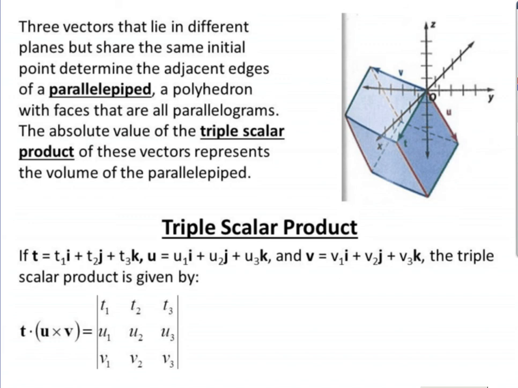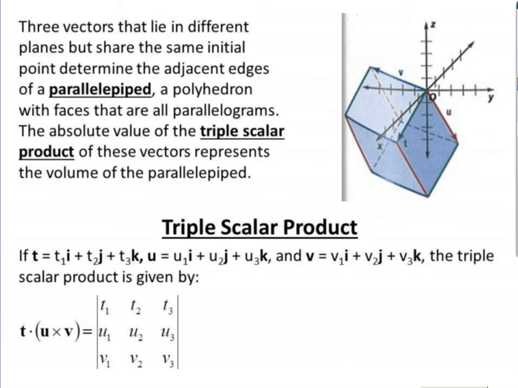3 vectors that lie in different planes but share the same initial point determine the adjacent edges of a parallelepiped. This is a polyhedron with faces that are all parallelograms. The absolute value of the triple scalar product of these vectors represents the volume of the parallelepiped.